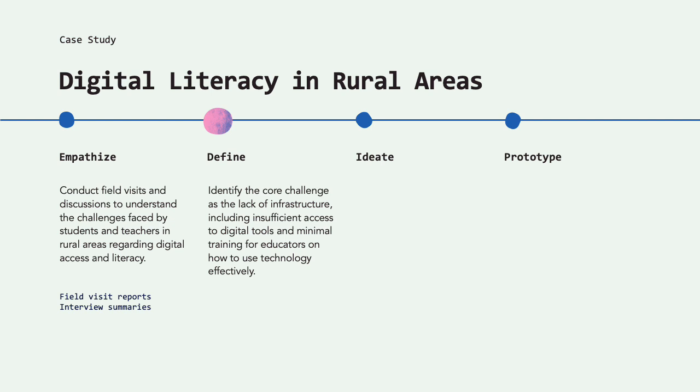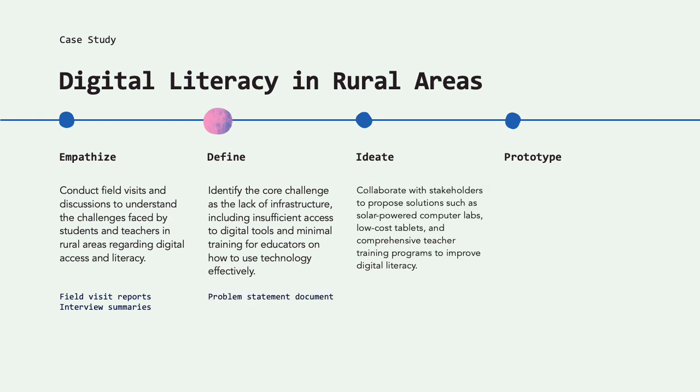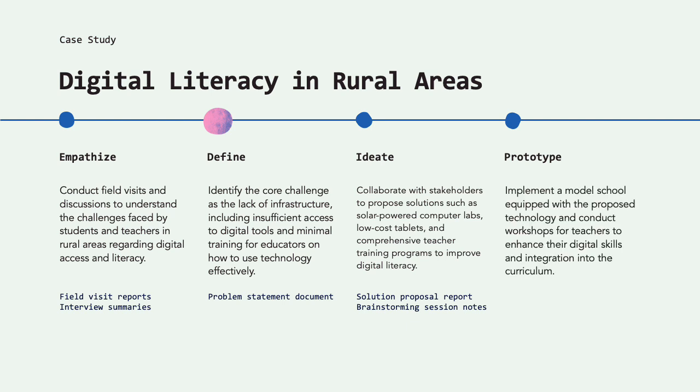So while you and I find it quite easy to access technology and use it effectively, in the rural areas the case is quite different. In the ideate stage, collaborate with stakeholders to propose solutions such as solar-powered computer labs, low-cost tablets, and comprehensive teacher training programs to improve digital literacy. This is in the ideation stage, where we prepare a solution proposal report and brainstorming session notes.